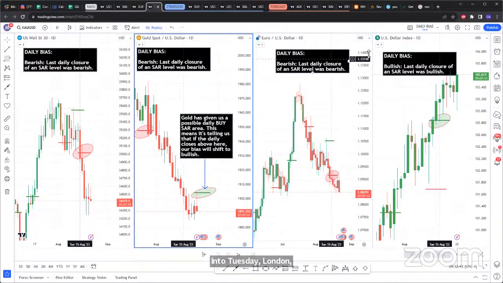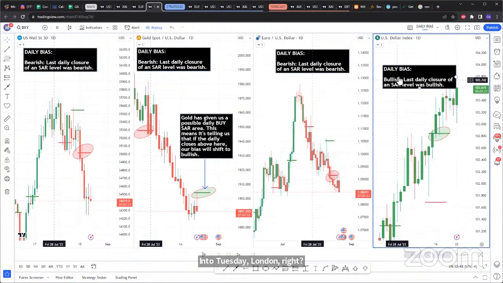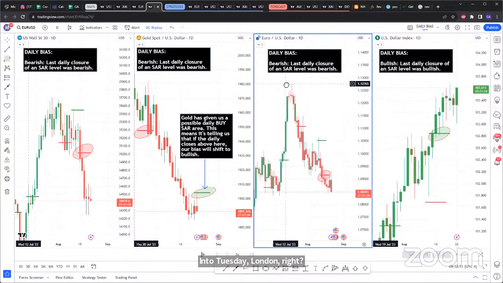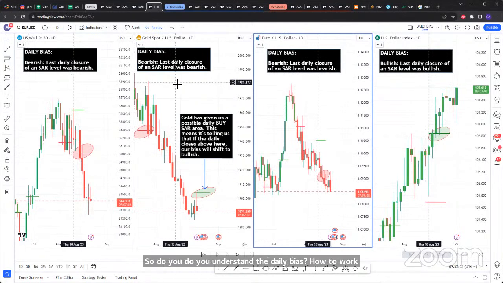No, so keep in mind here, we're not talking about manipulation. We're talking about the daily bias. So do you understand the daily bias, how to work with the daily bias, based off of how I've gone over it?